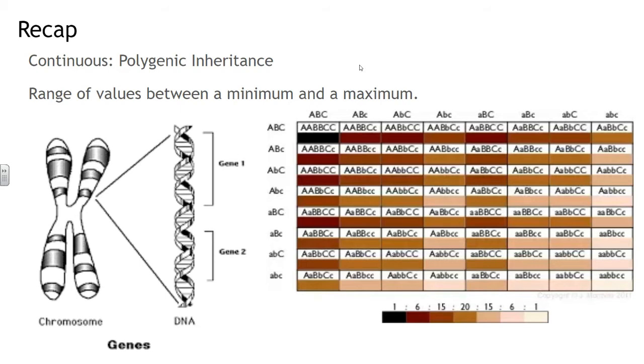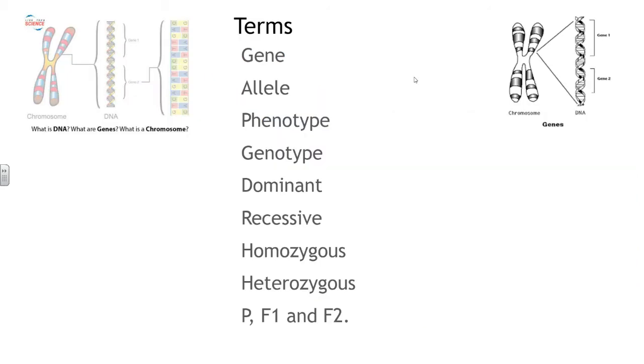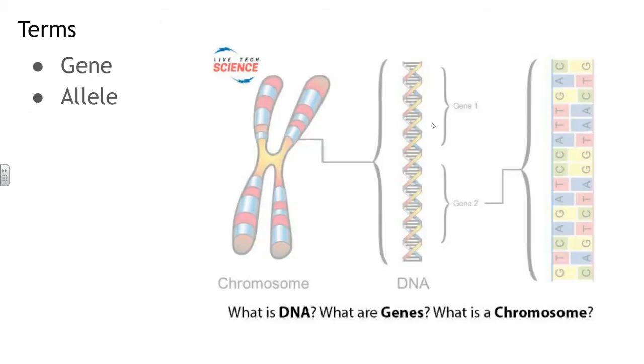So you can imagine how many different combinations you can get for that. So continuous variation is polygenic, controlled by multiple genes, and the range of values fall between a minimum and a maximum. These are the terms we look at today. We look at gene and allele, phenotype, genotype, dominant, recessive, homozygous, heterozygous, and P, F1, and F2.